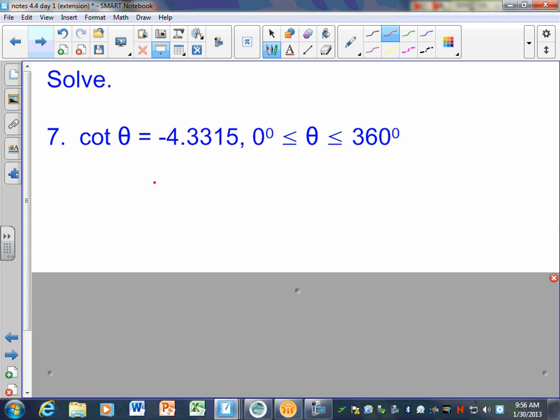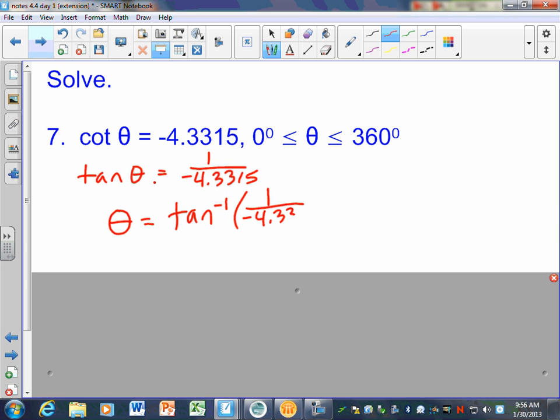So first of all, there's no cotangent button, right? So the first thing I'm going to do is say, if cotangent of theta equals this, then tangent of theta is going to equal 1 over this. Do you agree with that? What button do I hit on my calculator if I'm trying to solve for theta? Inverse tangent. Right? So step 1, you've got to change it to tangent because there is no cotangent button. In order to solve for theta, you're going to hit inverse tangent of 1 divided by negative 4.3315.